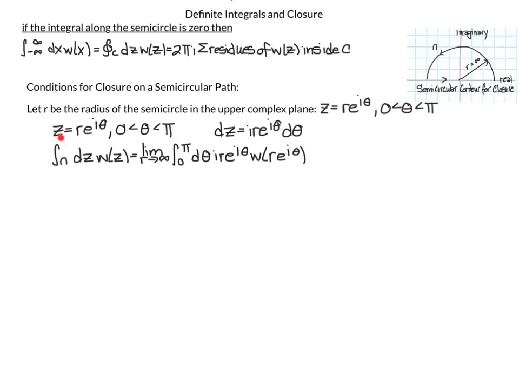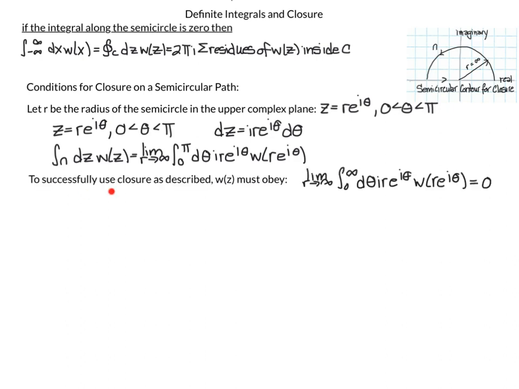Then I also calculated dz. The derivative of R e to the i theta: the R, the constant, stays. We need to bring down the i. That's in front. So we have i R e to the i theta d theta. Now we can write our integral over the semicircle dz w(z) is equal to the limit as R approaches infinity, theta goes between 0 and pi. And now we need dz, which is i R e to the i theta times d theta. I'm just going to move the d theta in front. Then I have my R e to the i theta, and finally w(z), which is w(R e to the i theta).